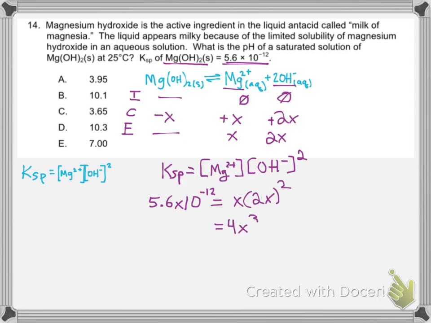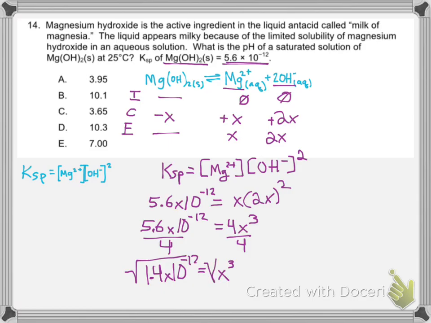4x cubed is equal to our Ksp, which again is 5.6 times 10 to the negative 12th. So let's divide both sides by 4. And we'll get x cubed is equal to 1.4 times 10 to the negative 12th, and then we will take the cubic root of both sides. So I'm just going to take this value and take it to the 1/3, and we will end up getting that x is equal to 1.12 times 10 to the negative fourth.